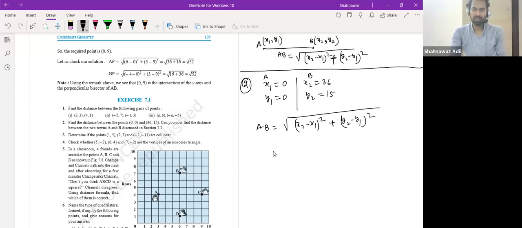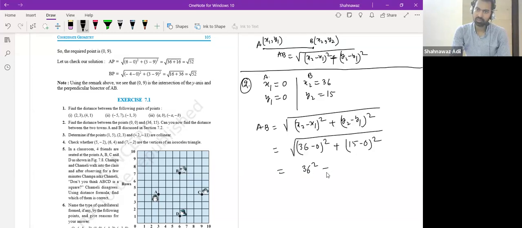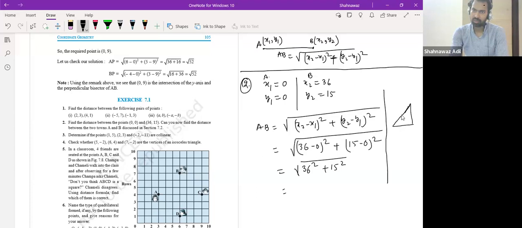Okay, so this would be how much? 36 minus 0 square plus 50 minus 0 square. So this is 36 square plus 15 square. This is how much? So 36 square is how much? Can we use any fives? We cannot use 12, 3 the whole. We can use this. So 12, I'm doing it directly, right? So we have a triplet, right?